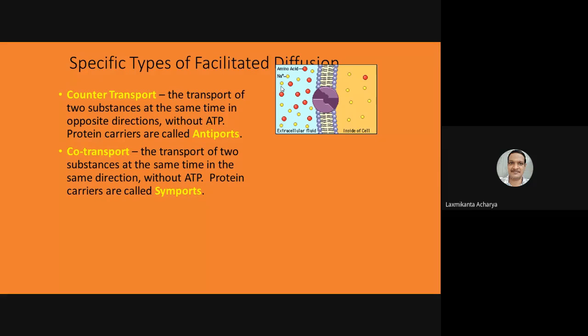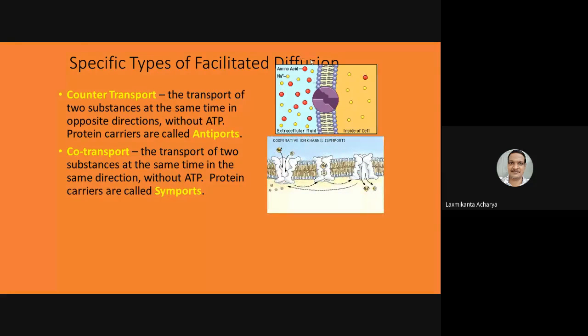Whereas there is another process that is called co-transport. So in co-transport, what happens? The transport of two substances takes place at the same time in the same direction, and that process is called co-transport. And the protein that is carrying out this function, we call them symporters.